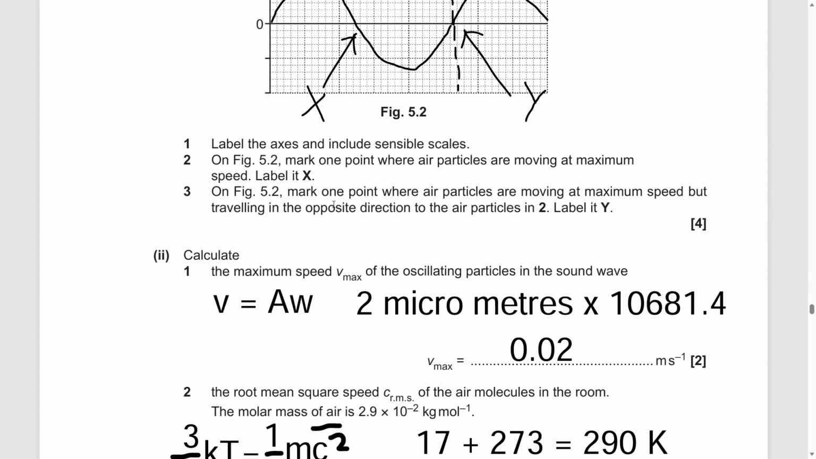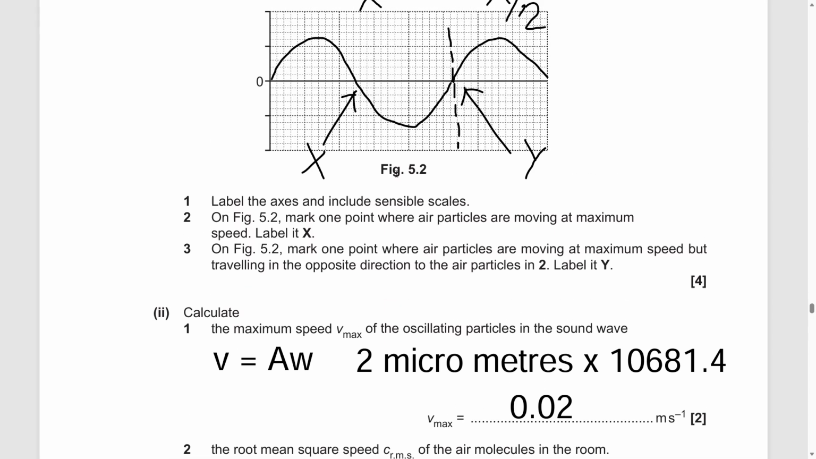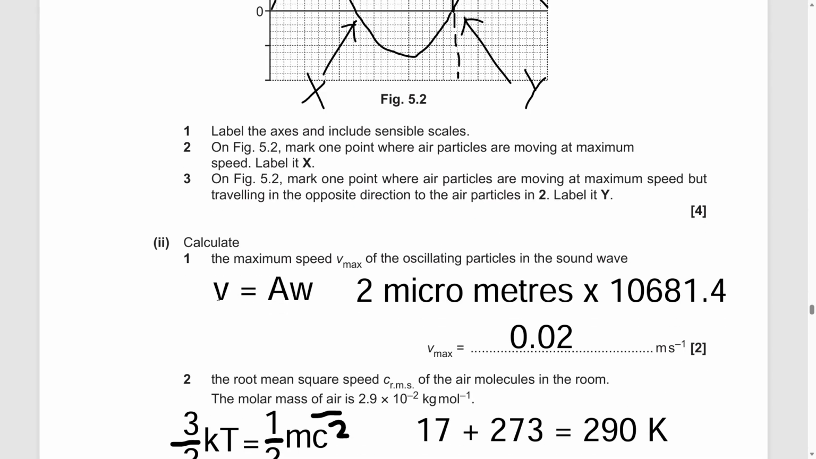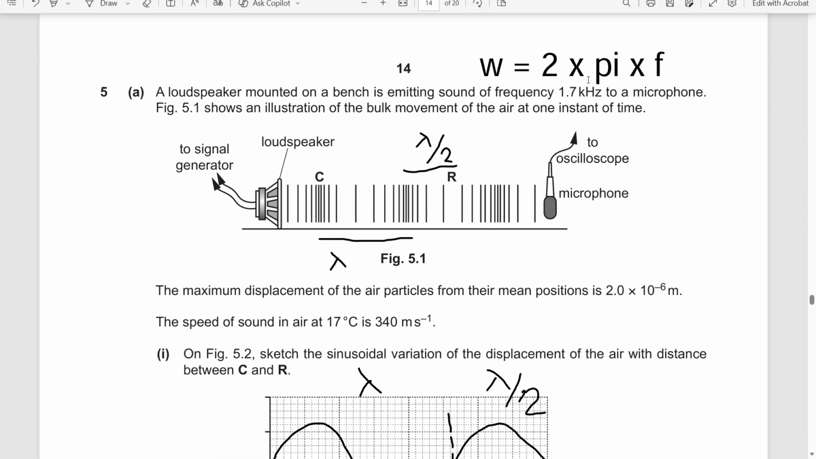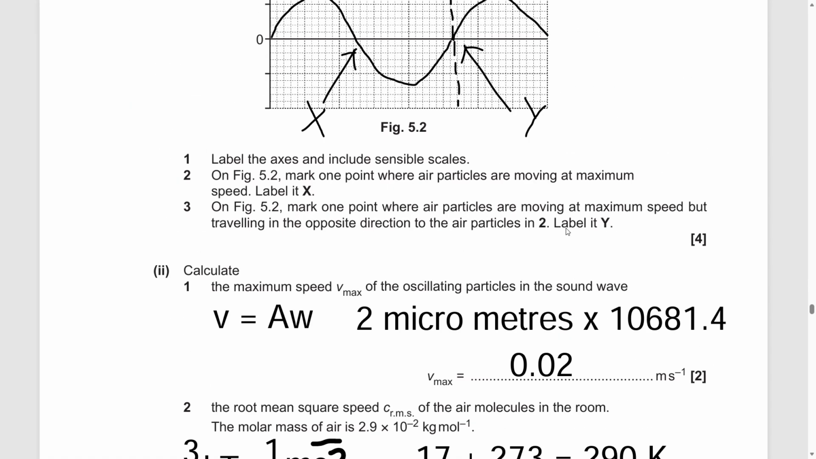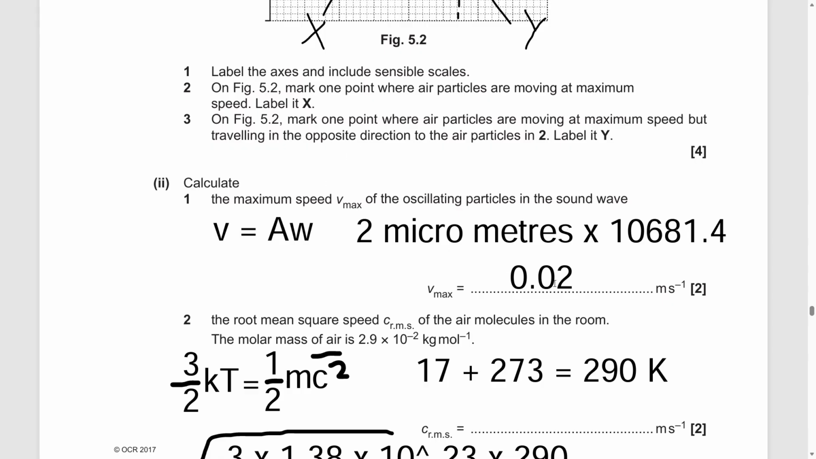Here, mark one point where the air particles are moving at maximum speed and then traveling in the opposite direction. So here you do X and Y. They have to be consecutive, X and Y. For the next bit, you do V equals A omega. So the amplitude is 2 micrometers. And then in the question, you're given the frequency, and omega equals 2 pi f. So just substitute all those values in.